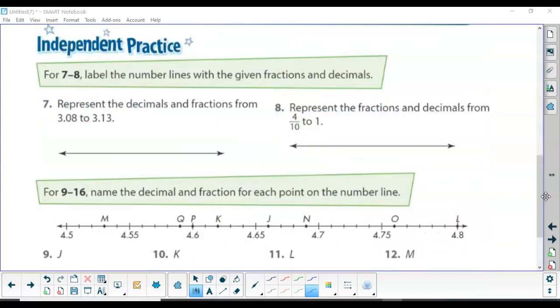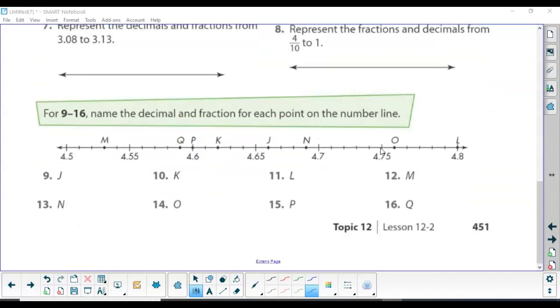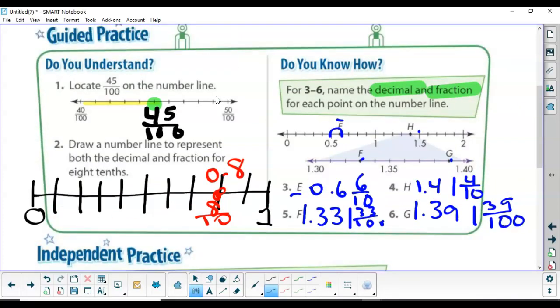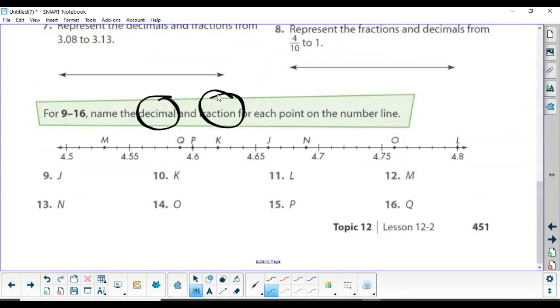For your independent classwork today, you're going to do 7 through 16, and that's it. So let's just look it over so you know what to do. For 7 and 8, you're going to label the number lines with the given fractions and decimals. I'm going to help you break that up. And then for 9 through 16, you're going to name the decimal and fraction for each point, just like we did for 3, 4, 5, and 6 up here.